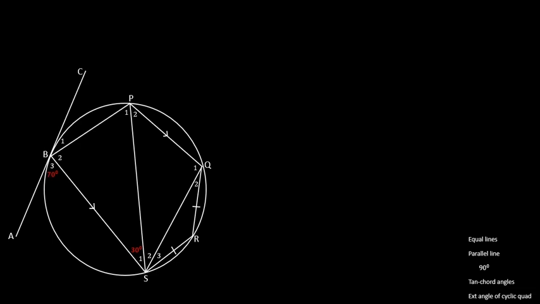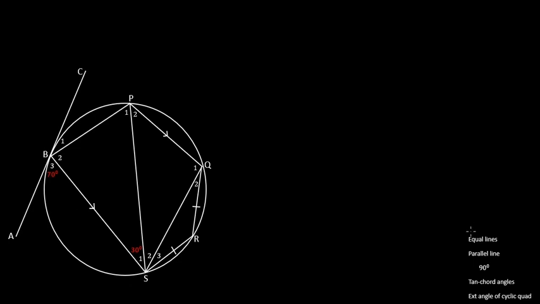This one's from Eastern Cape 2017 prelim. The first thing we do, we read through the statement to extract some useful information. On the statement we were told that BS and PQ are parallel as indicated. QR and SR are equal as indicated, and ABC is a tangent.